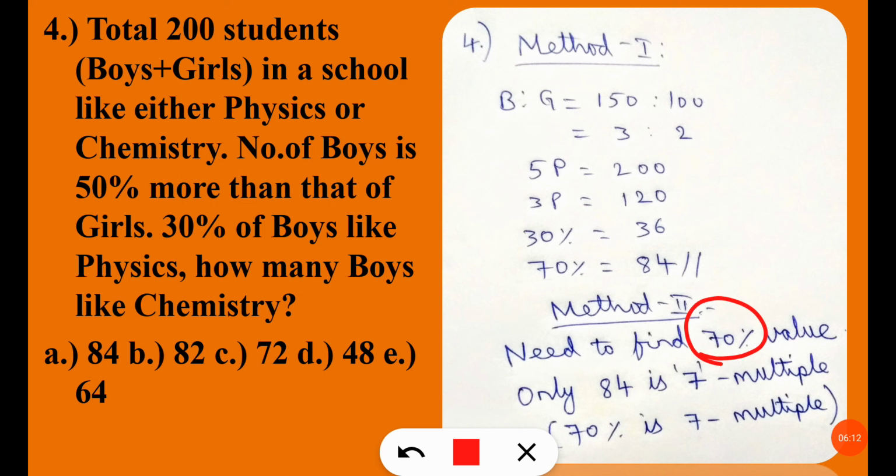70% value is a 7 multiple, and among the options we have to find out the 7 multiple. Option A is a 7 multiple, option B is not, option C is not a 7 multiple, option D is also not a 7 multiple. So among the options, only one option is a 7 multiple, which is 84. Because 70 is a 7 multiple and 84 is also a 7 multiple, option A is the correct answer.